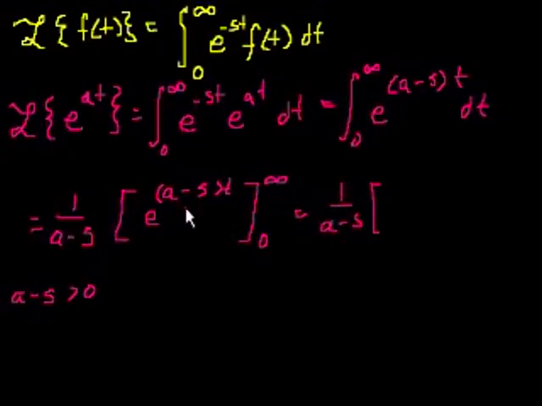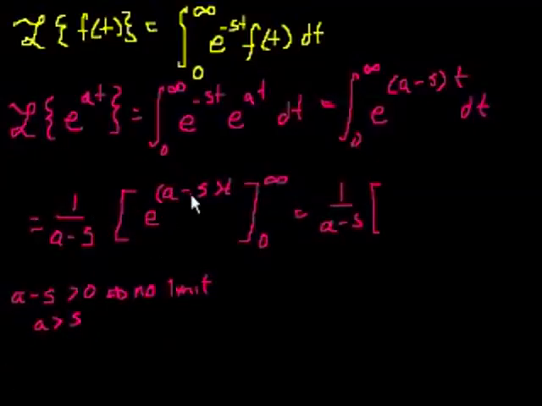And when you do improper integrals, when you take the limit to infinity and it doesn't come to a finite number, the limit doesn't approach anything, that means that the limit, or actually the improper integral, diverges. And so there is no limit. And to some degree, we can say that the Laplace transform is not defined when a minus s is greater than 0, or when a is greater than s.